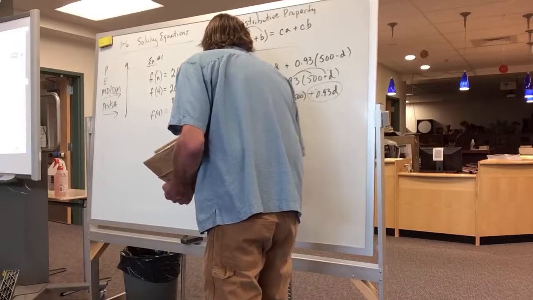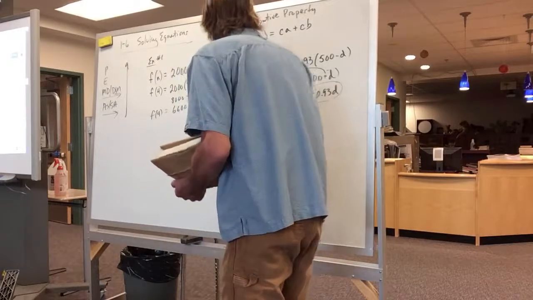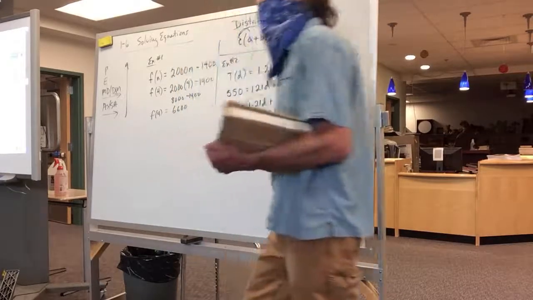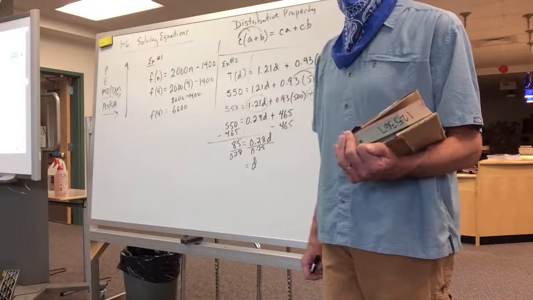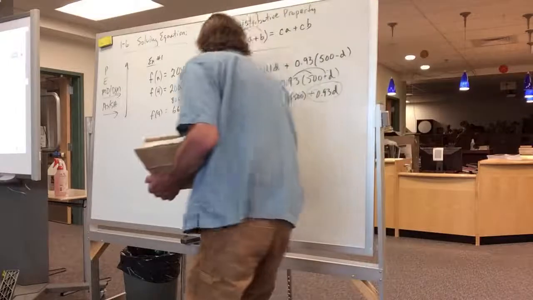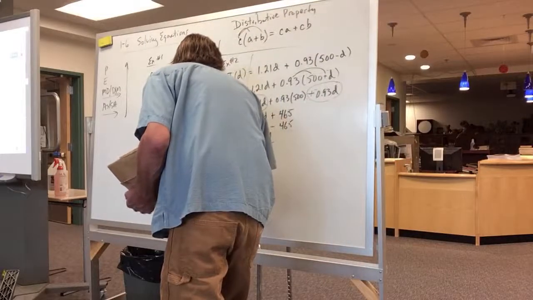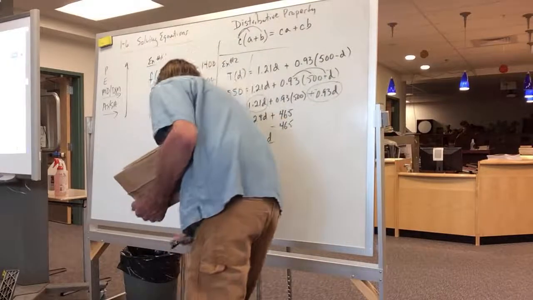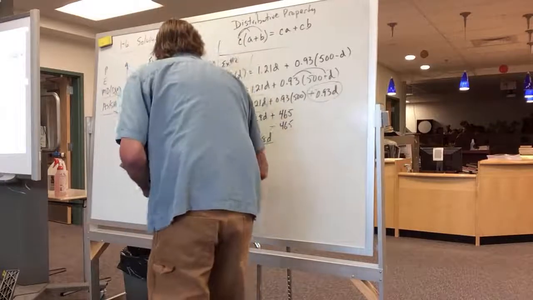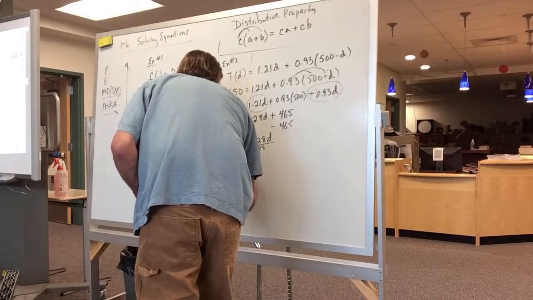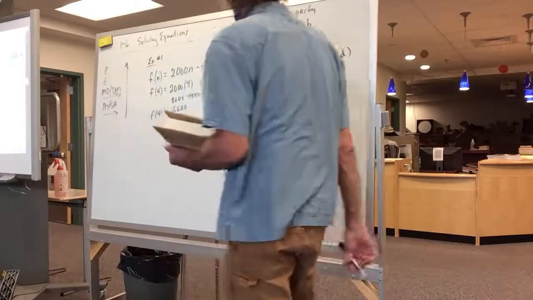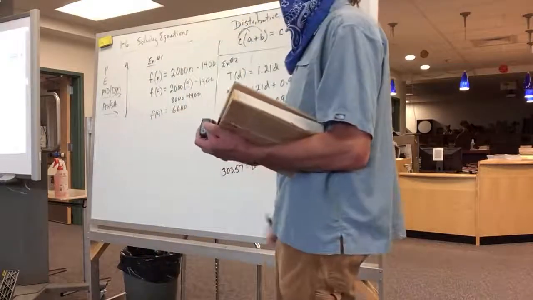Somebody have a calculator for a division for me? What is that? 303.57. So that's what the one card was.